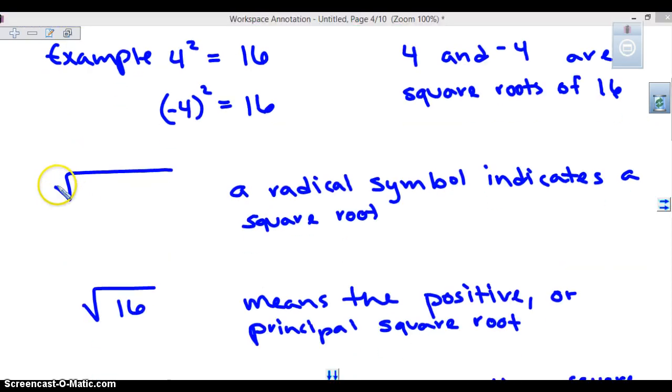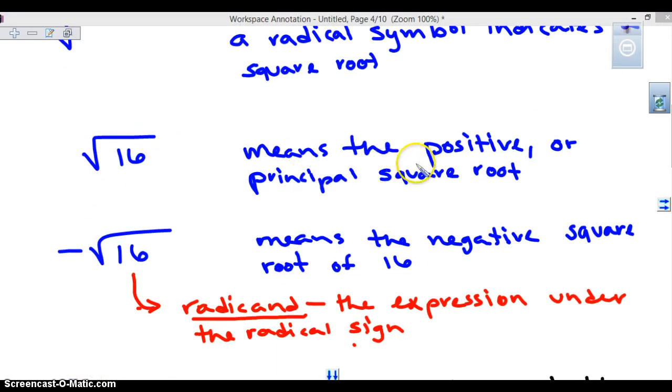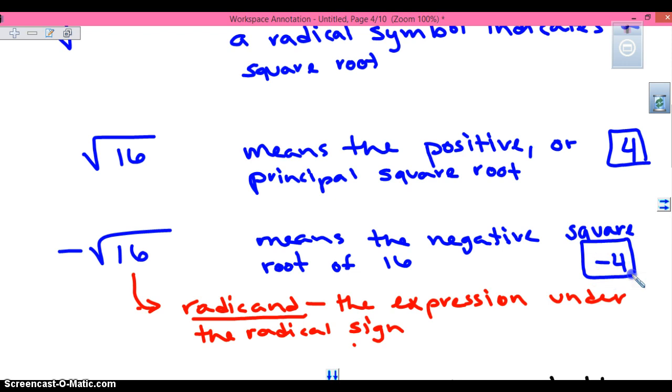The radical symbol right here indicates a square root. So the square root of 16 means the positive or principal square root of 16, which in this case would be 4. The negative square root of 16 means the negative of the square root of 16. So this would equal negative 4 because 4 times 4 is 16 and times the negative that is outside of the radical equals negative 4.